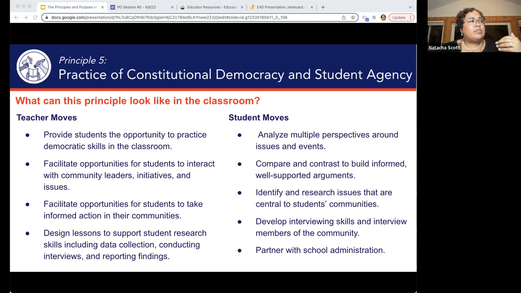And you see, we have both teacher moves and student moves, understanding that everyone needs to be doing different pieces at different points of time to deepen learning. It cannot just be a kind of stand and receive.